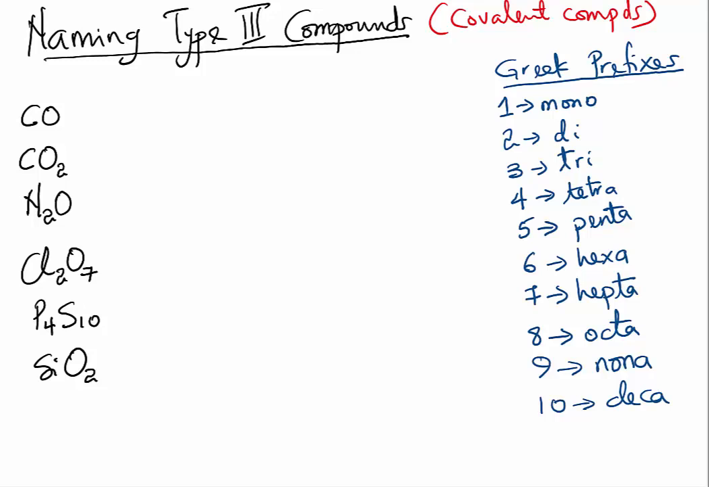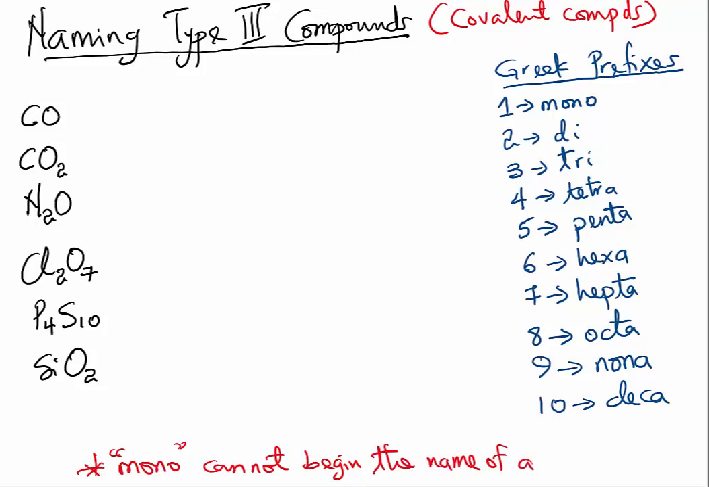The only rule that you must remember when you're dealing with type 3 compounds is that you cannot use mono to begin the name of a compound. Mono cannot begin the name of a compound.